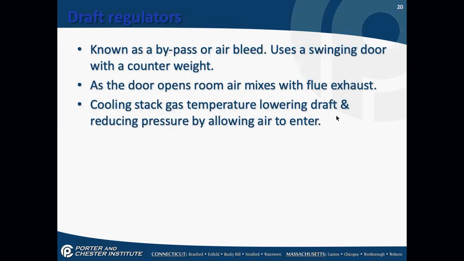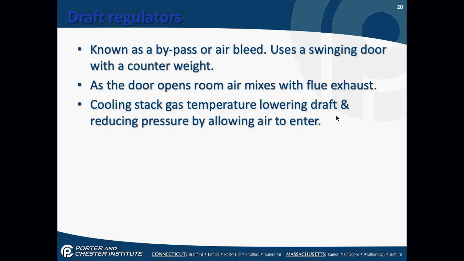Draft regulators are also known as bypass or air bleed. On any exam you're going to take, it's going to say draft regulator. It uses a swinging door with a counterweight on it. As the door opens, the room air mixes with the flue exhaust. It cools the stack gas temperature, lowers the draft, and reduces pressure by allowing the air to enter. We don't want too much draft.